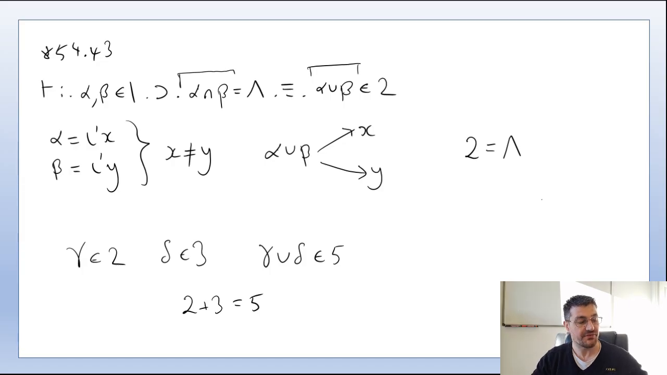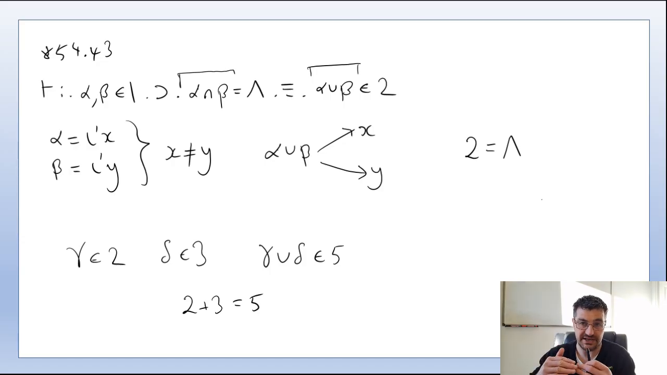This proposition 54.43, I've gone through in another video in more detail. What I did in that video is I took the demonstration that's given in Principia Mathematica and expanded it, because as I've said in some of my other videos, a lot of the demonstrations at this point in Principia Mathematica are kind of sketchy.